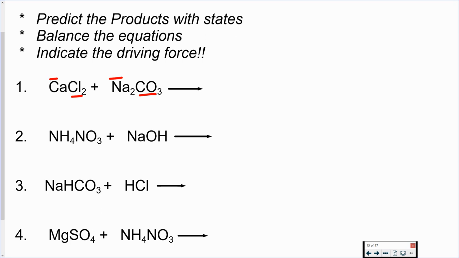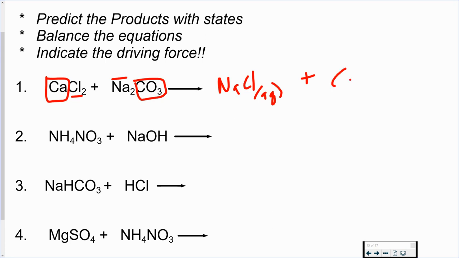I underlined the 2 anions, and I put another line on top of the cations. So this anion of Cl will go with this cation, and then this anion will go with this cation. So you're going to get NaCl. Now Na is part of those group 1s, so that's aqueous. So I know that that cannot be our driving force. We need to have a driving force.